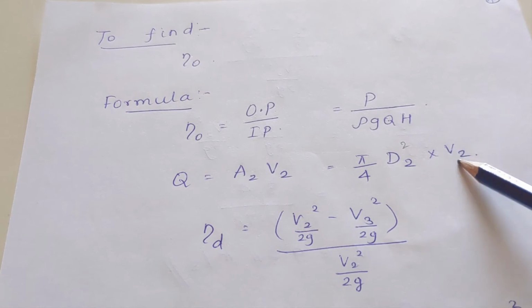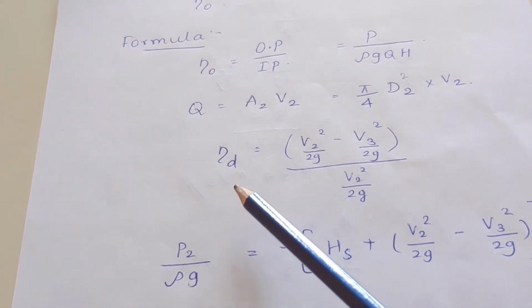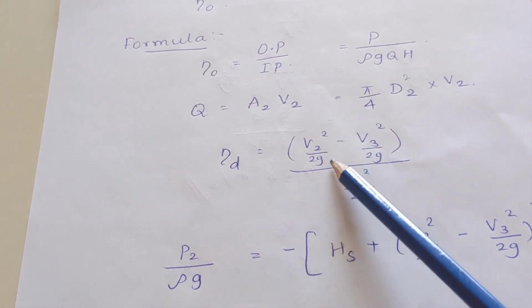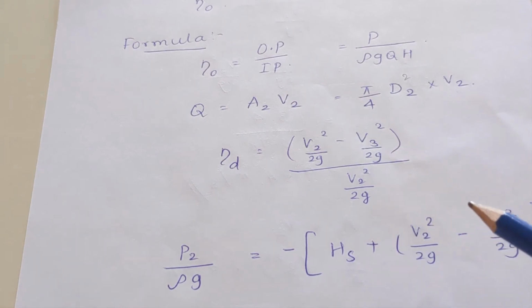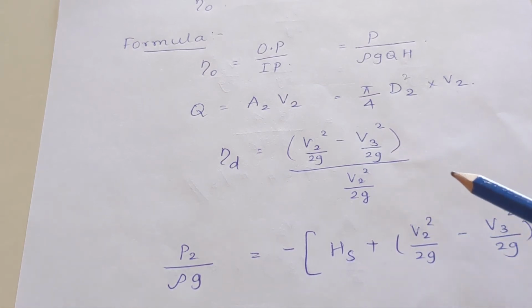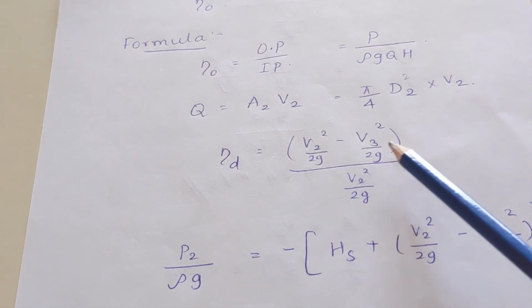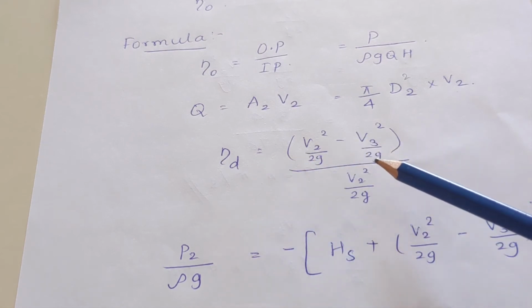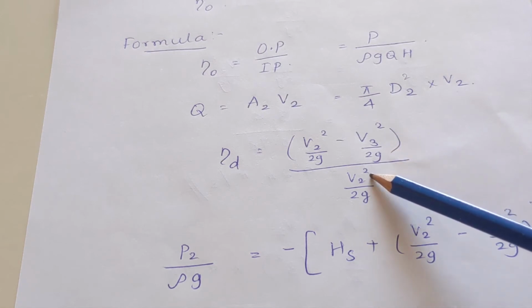So how to find V2? For that only they have given the draft tube efficiency. Eta d is equal to V2 square divided by 2G minus V3 square divided by 2G, divided by the kinetic head. So here you have to find out V2 minus V3 the whole square divided by 2G value. Eta d is given, so you have to find out the value of V2.